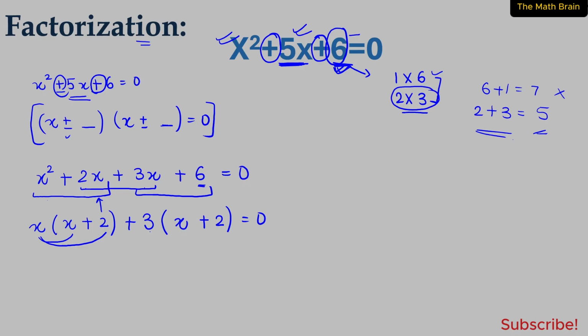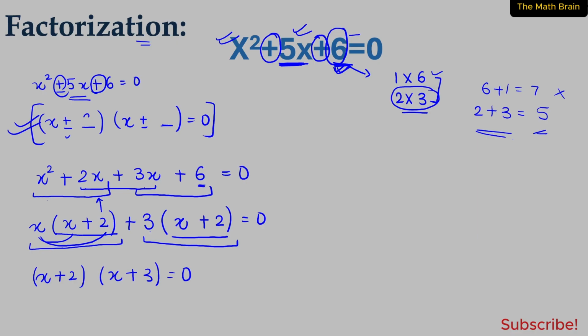Now we got x plus 2 here. Now remember, whatever is going to be in the bracket, it has to be the same for both the terms. Like here we have x plus 2 and here we have x plus 2. Now when we take x plus 2 common, we get x plus 3 as our second term. So here we got that 2 and 3.